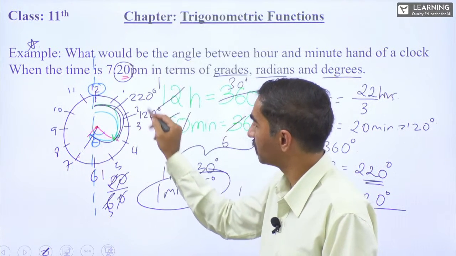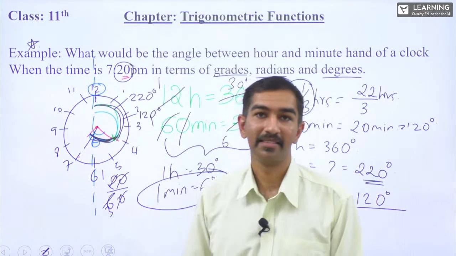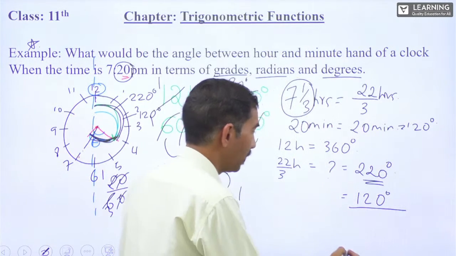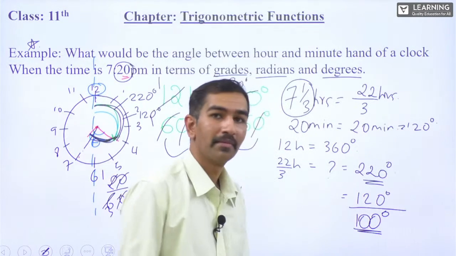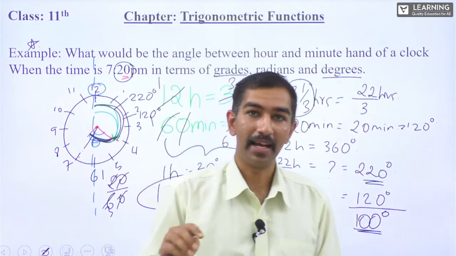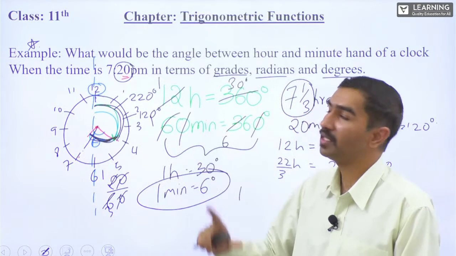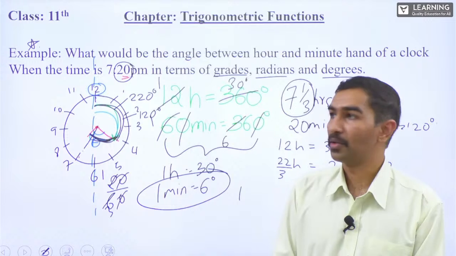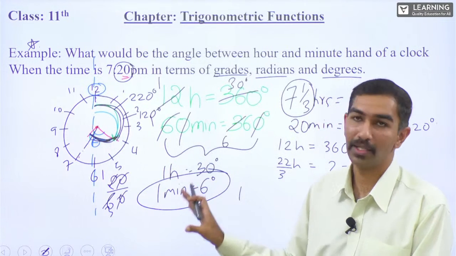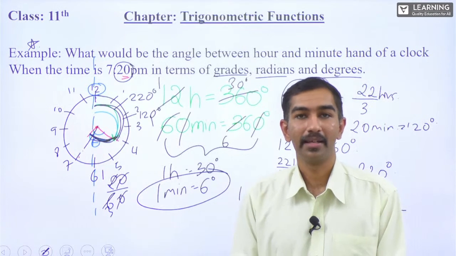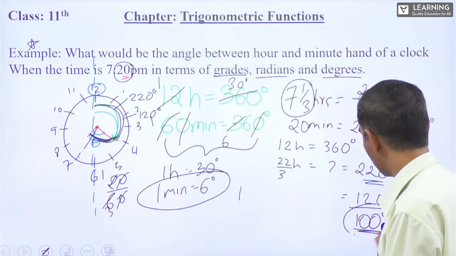So if we subtract these both, will we be getting this angle between hour hand and minute hand? Correct? So 220 minus 120 is equal to how much? 100 degrees. So 100 degrees is the angle between hour hand and the minute hand when the time is 7:20 p.m. Okay, I think you have understood this. Any point if you're not getting in this calculation, please do let us know by commenting in the comment section. Now, we have got the degrees here, right? 100 degrees we have got.